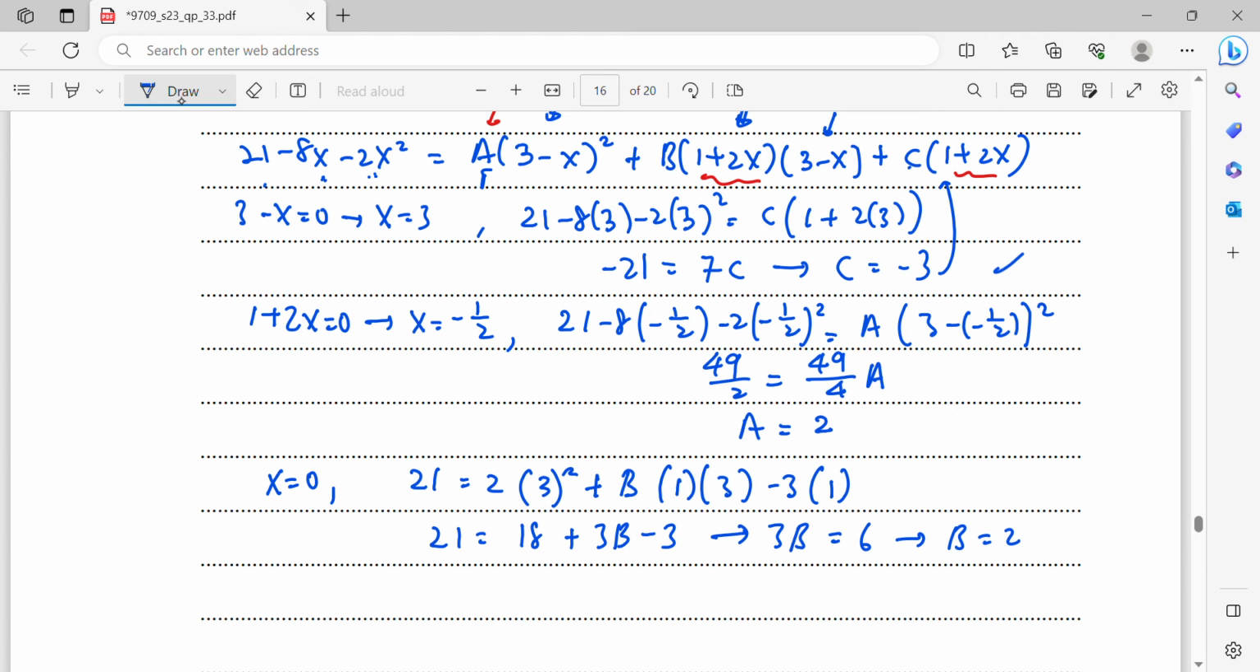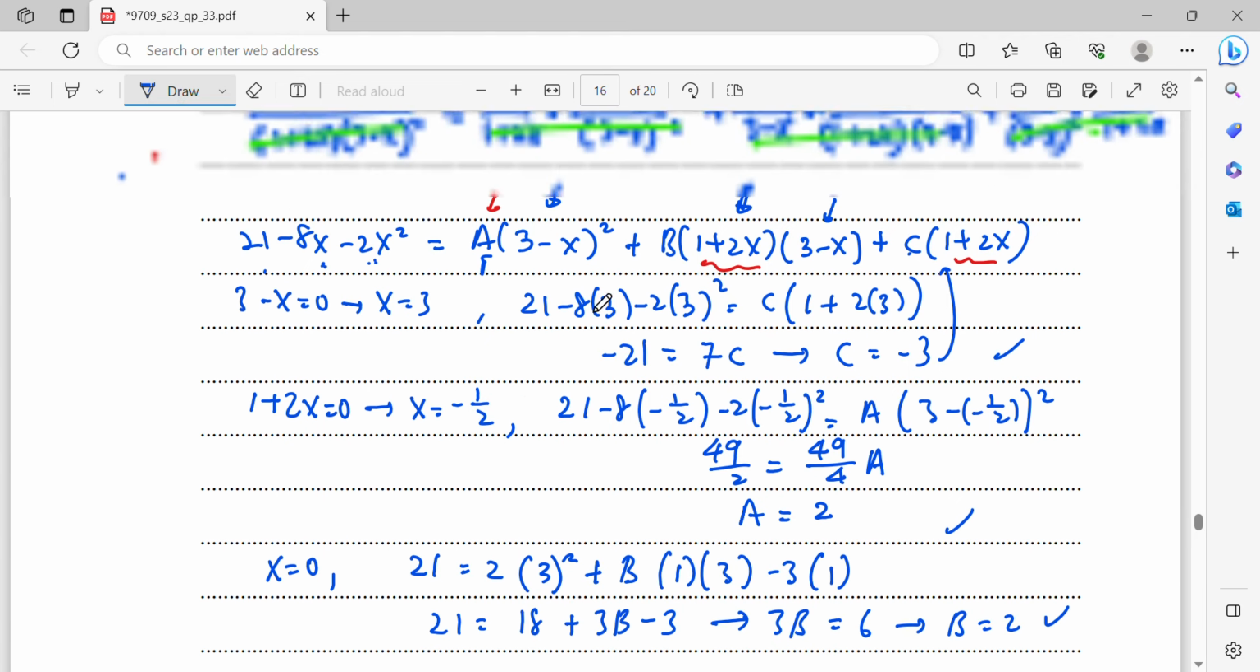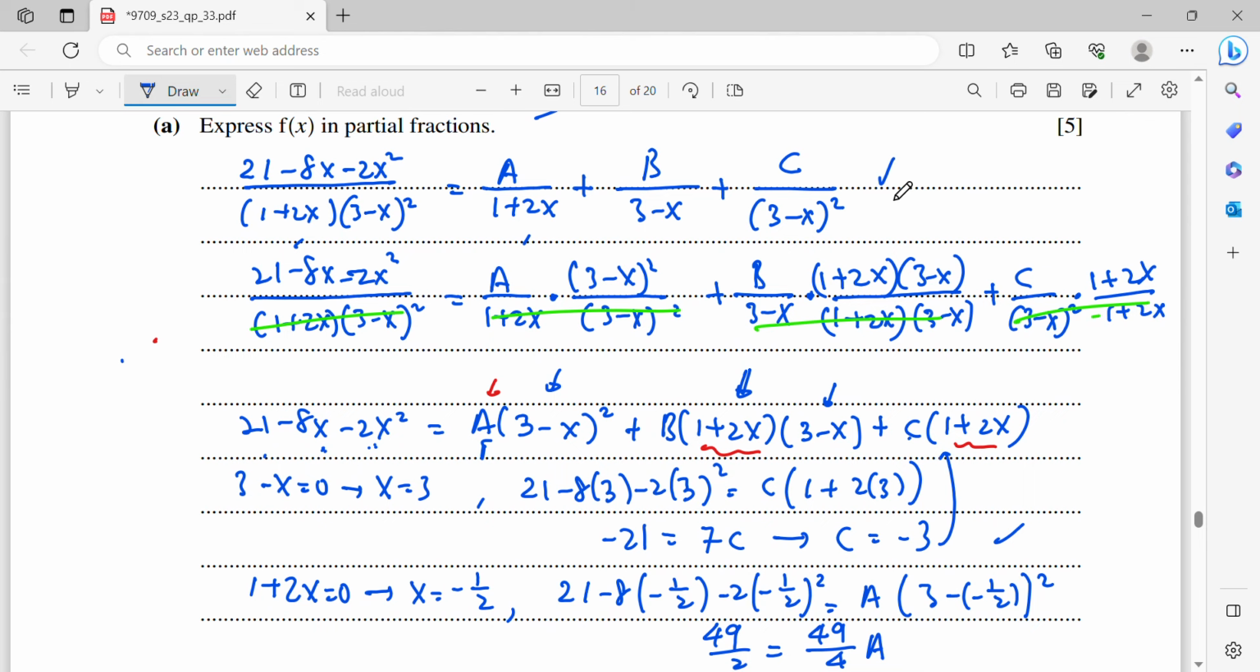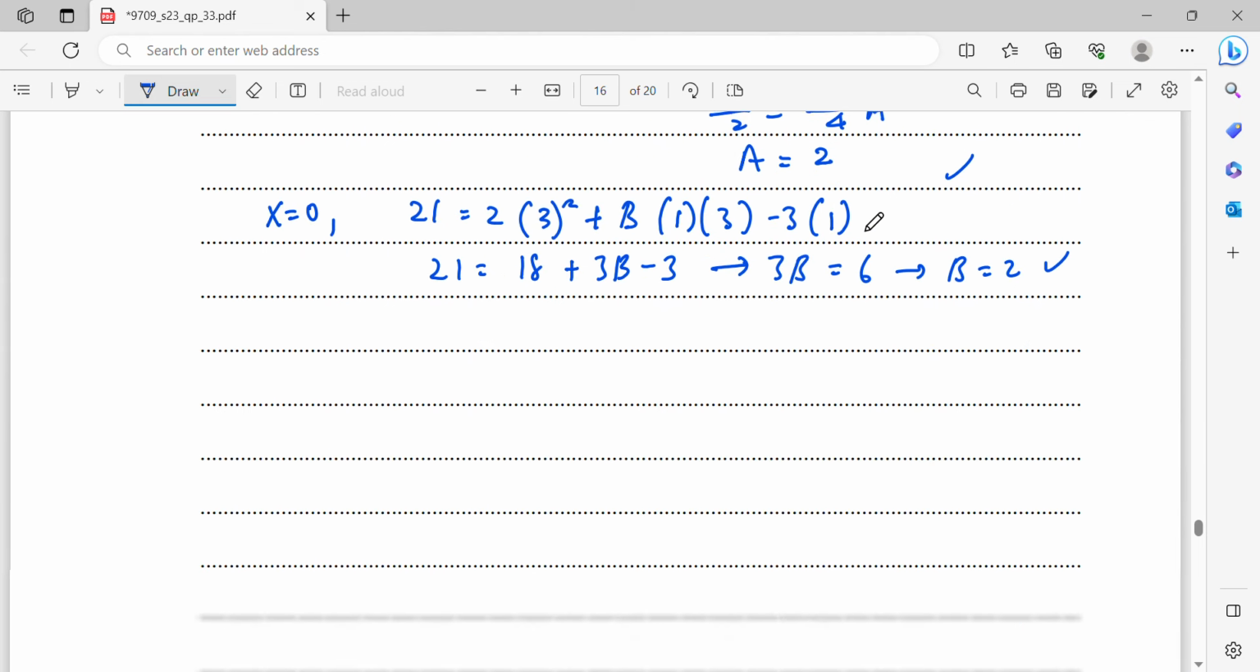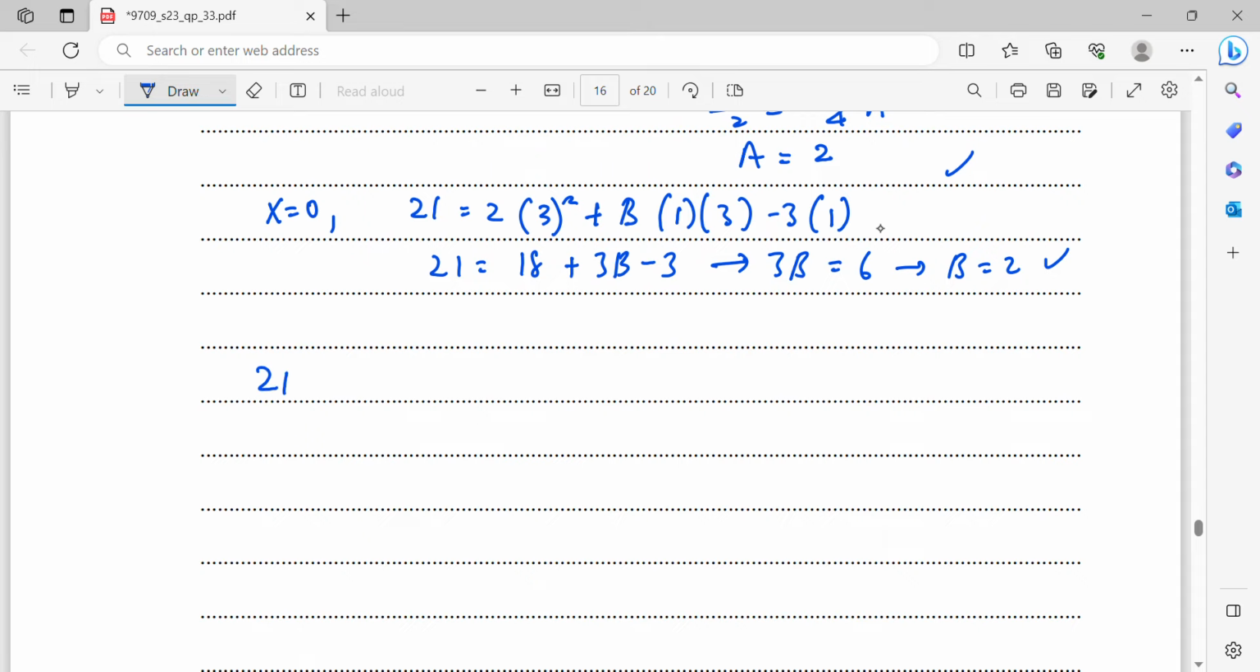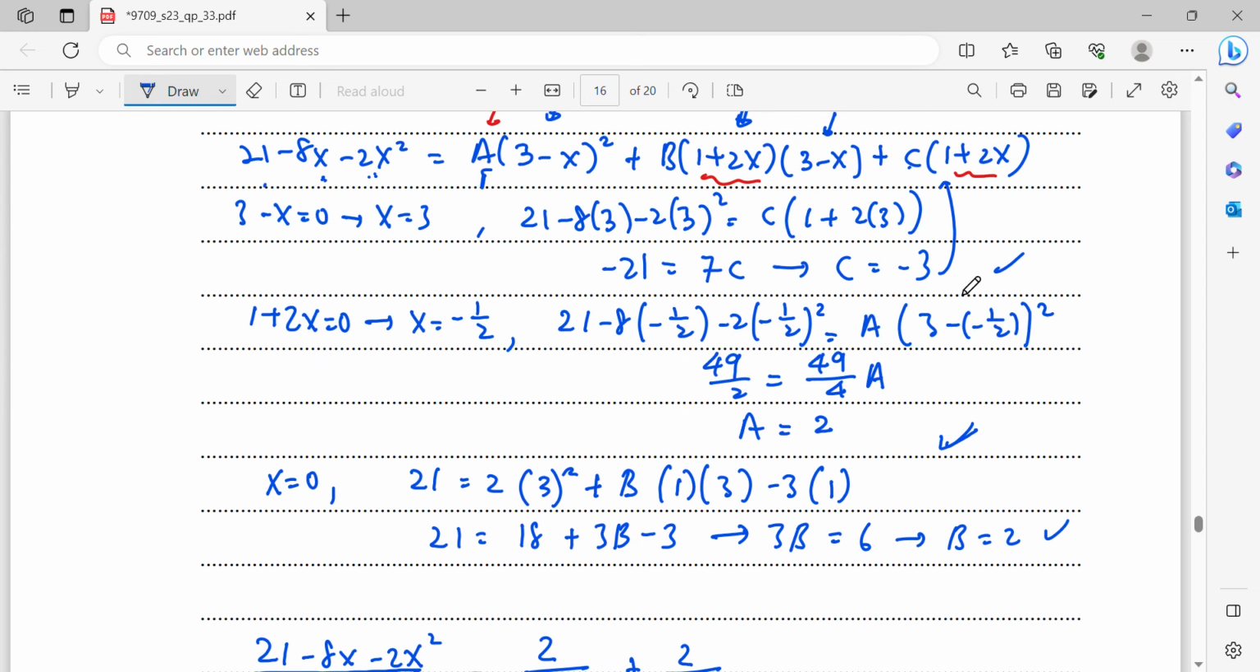So once you have found the a, b, c, just need to rewrite your partial fractions. So I will get 21 minus 8x minus 2x squared over 1 plus 2x multiplied with 3 minus x squared. It will be a over 1 plus 2x. Now your a is 2. So 2 over 1 plus 2x. And then plus b. So b is 2 over 3 minus x. And then the c. So the c is minus 3.